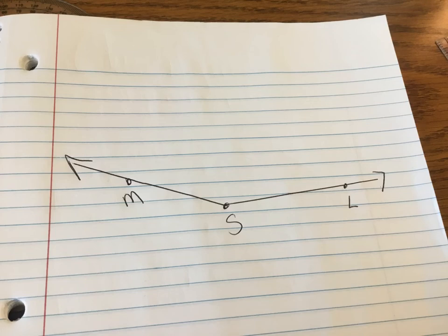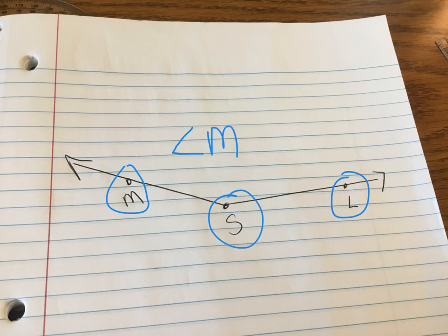Okay, so if somebody asked me to name this angle, I would have to look at my points, remembering which point goes in the middle. You have to put the vertex as the middle point when you're naming it. So this angle would be angle MSL. I could also say that this angle is LSM, but the vertex is always in the middle. There's no ifs, ands, or buts about that. We have to put the vertex right there in the middle. It goes in the middle.